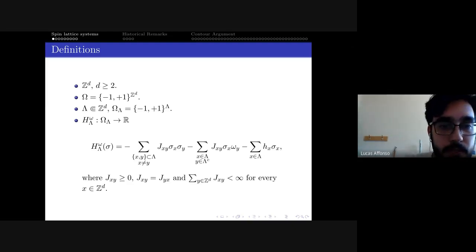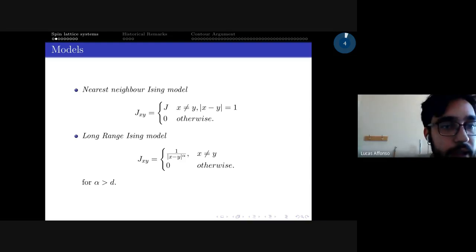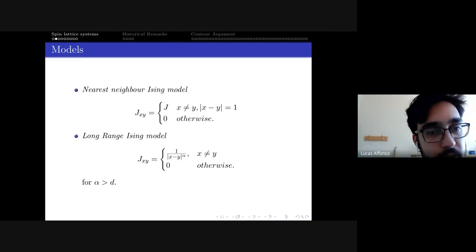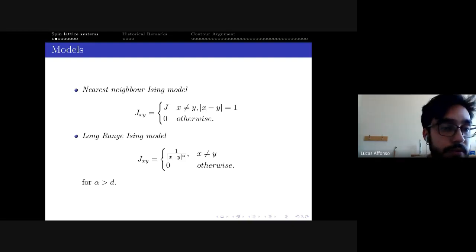Okay, so there are 2 main examples of this class of models. The first one is the nearest neighbor Ising model, that I guess everyone here already saw at least once. And the other model that is very important that we will be talking about today is the long-range Ising model with a polynomial decaying interaction. This means that the coupling constant decays as 1 over |x minus y| to the power alpha, where alpha is bigger than d.